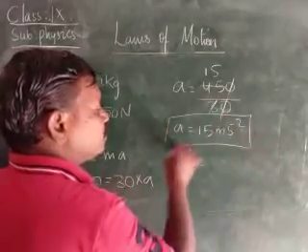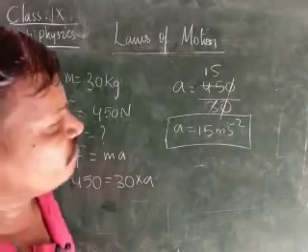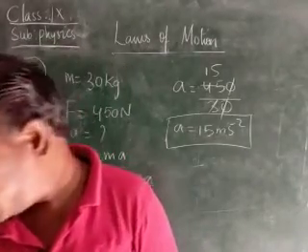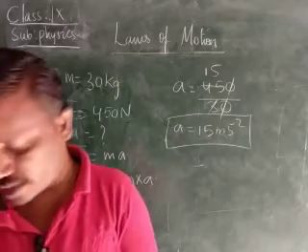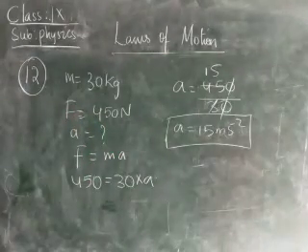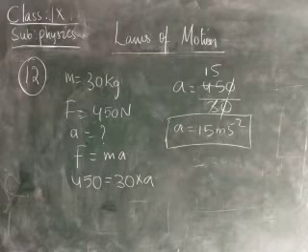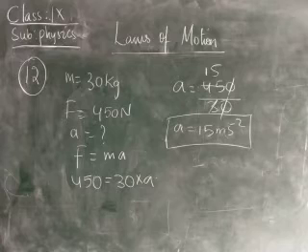Therefore, the acceleration with which he can move safely is 15 meter per second square, children. With 15 meter per second square, he can climb the hill safely. Okay, children. Right.